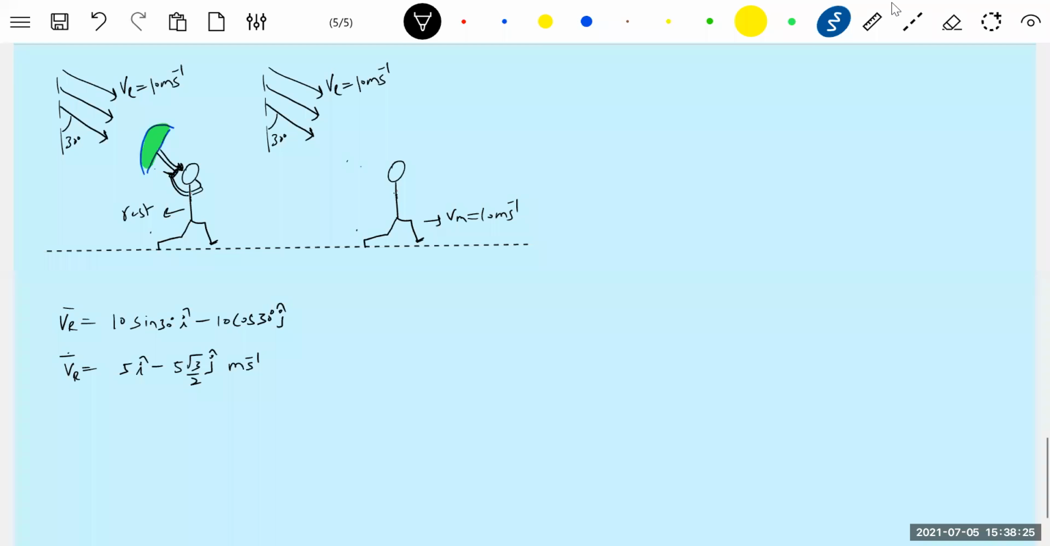Now the velocity of rain with respect to man we'll calculate. So V_RM bar is V_R bar minus V_M bar: 5 i cap, 5 root 3 j cap, minus V_M bar. V_M bar is 10 i cap. 5 minus 10 will be minus 5 i cap, 5 root 3 j cap. Look at this V_RM bar, it is now making somewhere in the third quadrant.